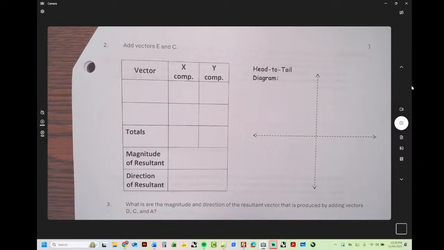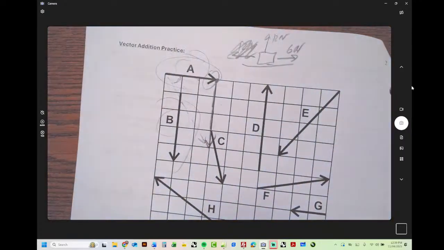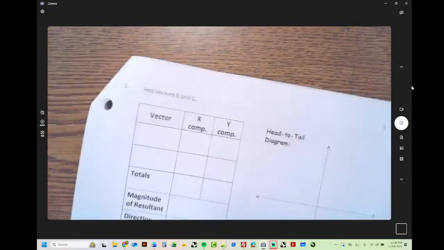E and C are non-orthogonal, meaning they're not just straight up and down. One of them might be. I can't really remember. I could refresh my memory. Neither one. Neither is orthogonal.